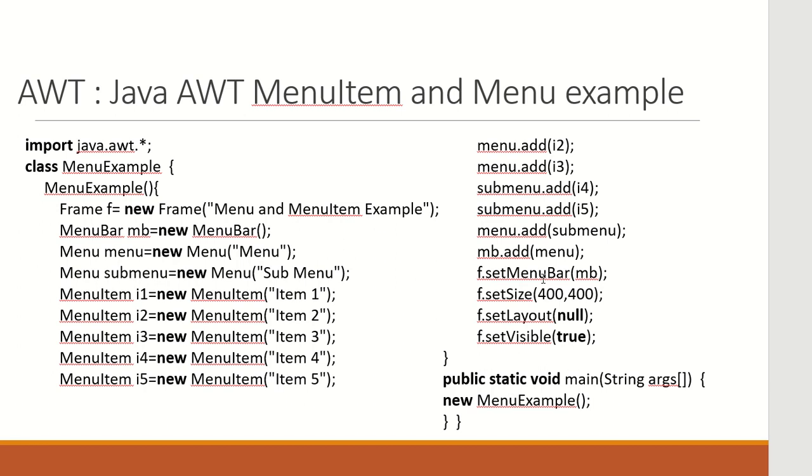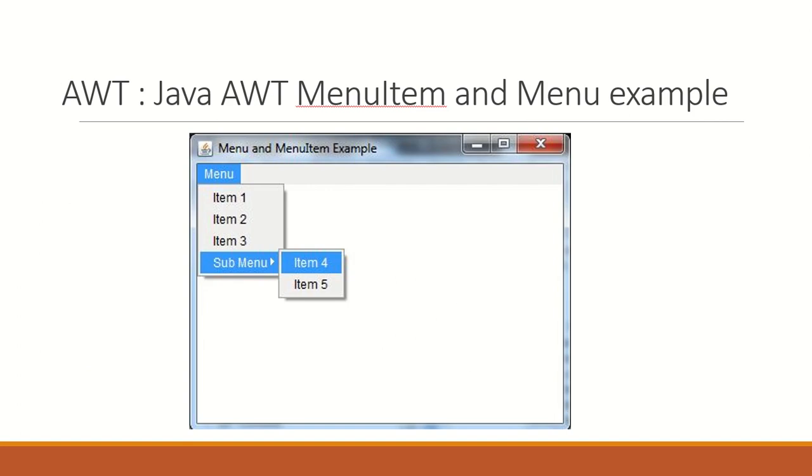Now, up to now you have created a menu bar, you have created a menu, you have added items, and you have added a submenu. That is done. Now you have to add the menu bar into the frame. There is a method called setMenuBar. Inside the frame, you set the menu bar, and your menu bar object is mb. The rest is just the same. I hope that was a clear description of the above program.